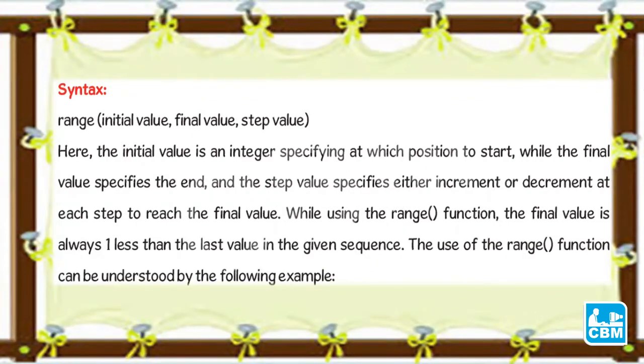The initial value is nothing but the integer that specifies the start position. Similarly, the final value specifies the end position. The step value specifies either the increment or decrement of the value that is required to reach the final value.